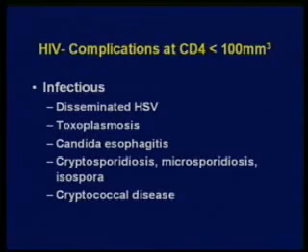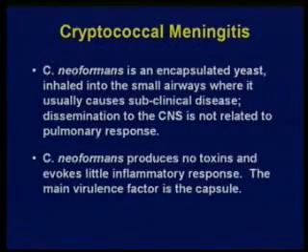So let's talk about complications as CD4 count goes under 100. Some infectious ones include disseminated HSV, toxoplasmosis, Candida esophagitis, cryptosporidiosis, microsporidiosis, isospora, cryptococcal disease. I'm going to talk about these in a second. So cryptococcal meningitis. This also was very common.